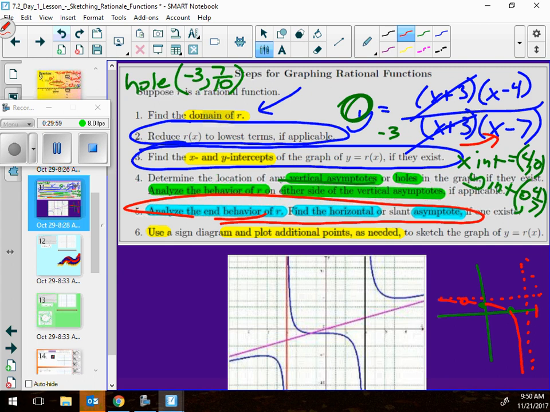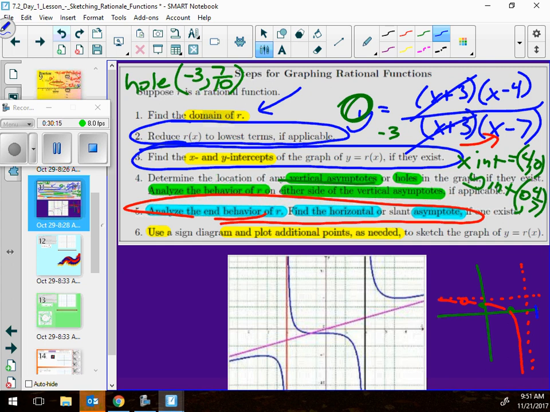Still doesn't tell you where the dots should be. So I need to actually just find a few more points. Got my asymptotes. I got a few important points. I need more. All right, so then what's bigger than 7 out here? Let's just put in an 8.